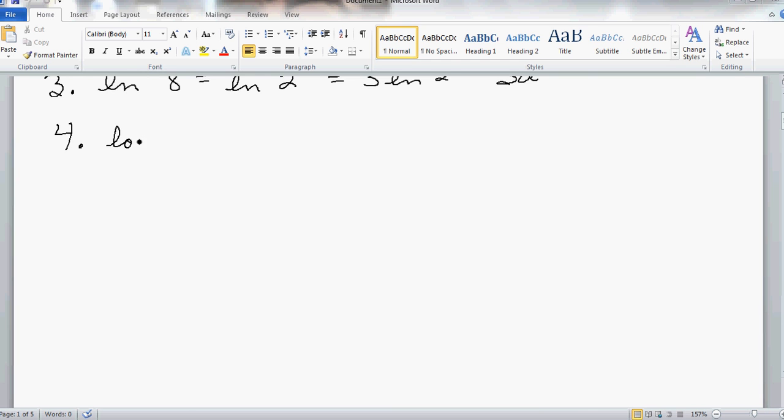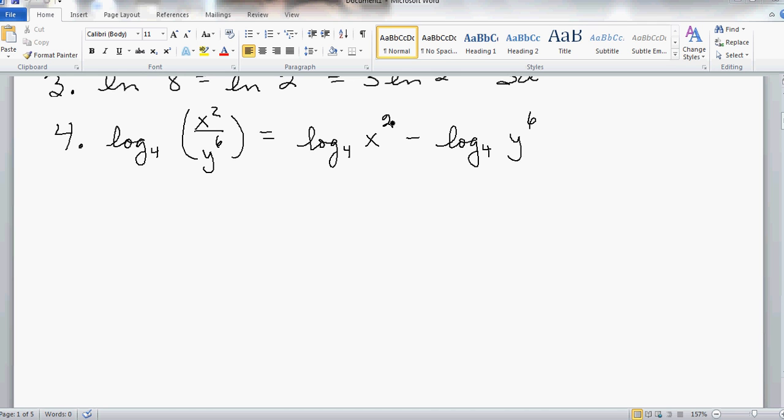So we have the log base 4 of x squared over y to the 6th. Now the first thing we need to do is get rid of this quotient. So that would be log base 4 of x squared minus log base 4 of y to the 6th. Now each of these exponents can go out to the front. So this would equal 2 log base 4 of x minus 6 log base 4 of y.